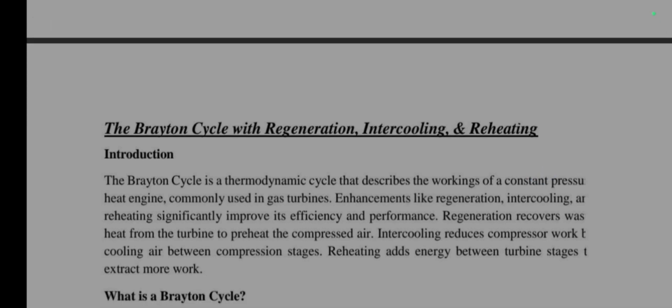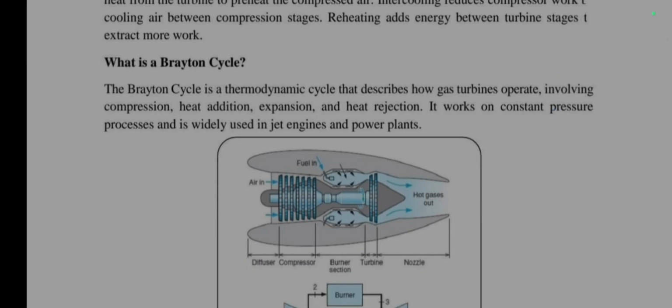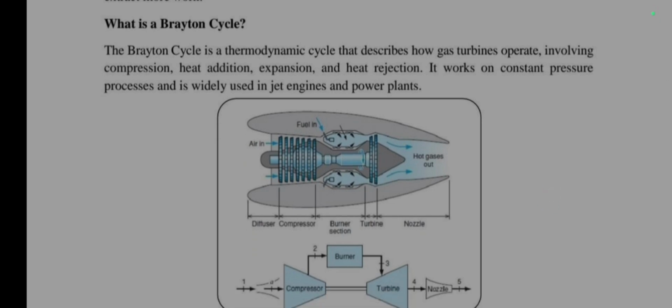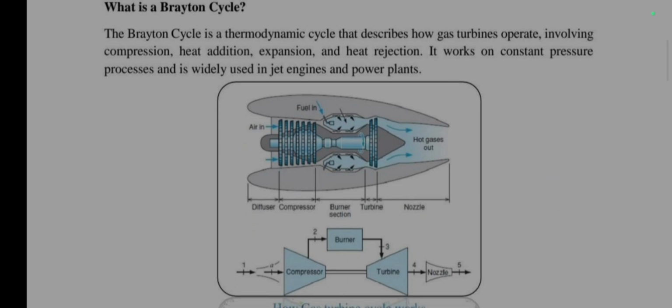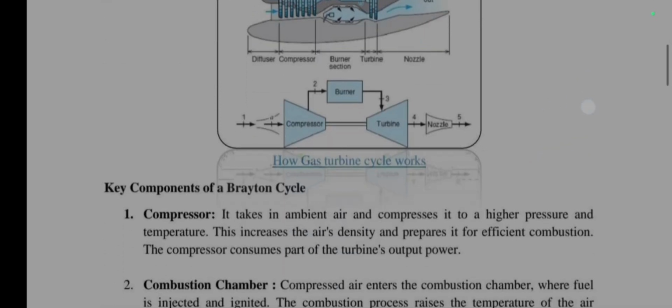Today I am going to explain about the Brayton cycle with regeneration, intercooling and reheating. What is a Brayton cycle? The Brayton cycle is a thermodynamic cycle that describes how gas turbines operate, involving compression, heat addition, expansion and heat rejection. It works on constant pressure process and is widely used in jet engines and power plants.